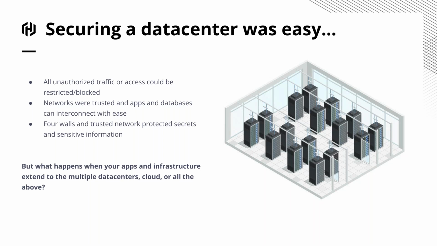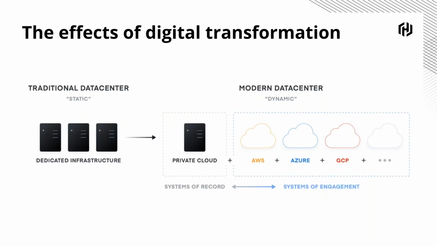But that model totally falls apart when you shift to the cloud because it's highly dynamic. IP addresses are constantly changing. Your pools of those various compute resources are constantly going up and down. And so it becomes a lot harder to clearly define what that means.